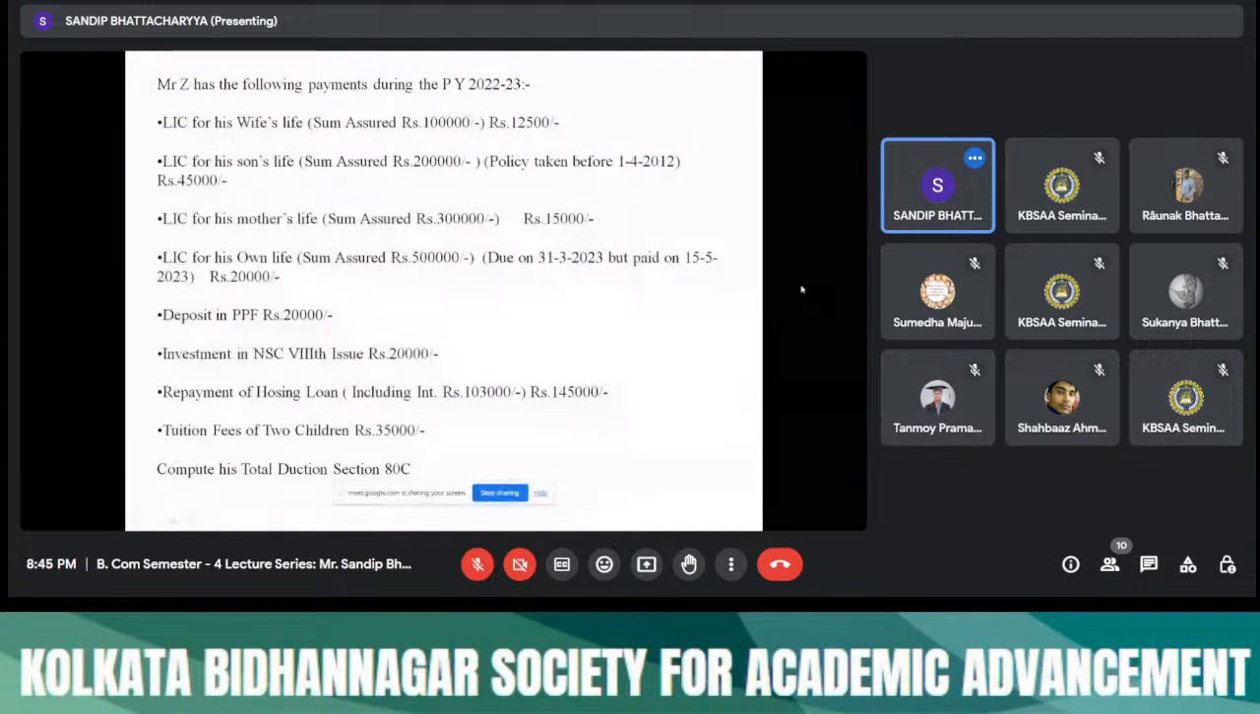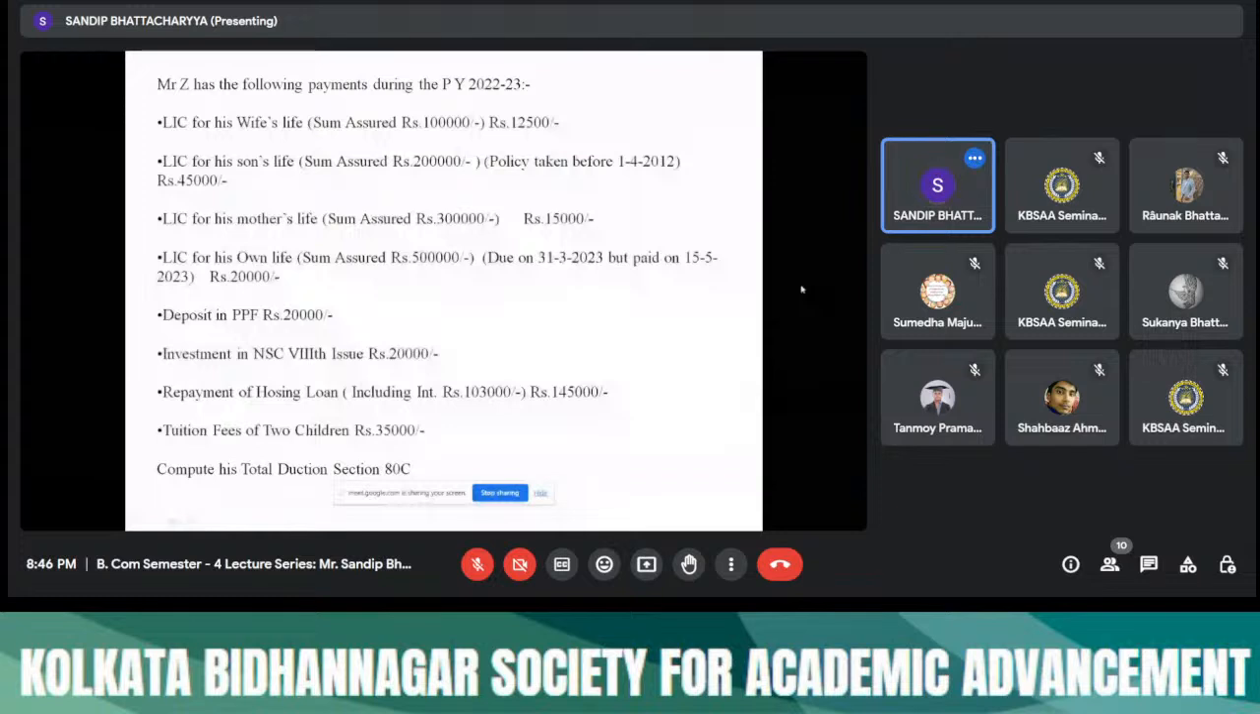Mr. Z has the following payments during the previous year 22-23. LIC for his wife's life, sum assured rupees 1 lakh, that is 12,500. No policy taken date is given. LIC for his son's life, sum assured rupees 2 lakh, policy taken is 1/4/2012, premium 45,000. LIC for his mother's life, sum assured rupees 3 lakh, total value 15,000.